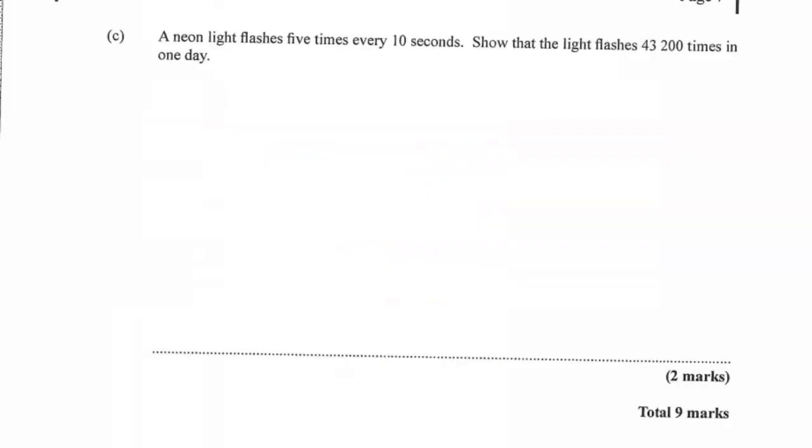A neon light flashes 5 times every 10 seconds. Show that the light flashes 43,200 times in one day. Well, let's work out how many seconds are in a day. So we know one day has 24 hours. We know 24 hours has how many minutes? We multiply 24 by 60. 24 times 60. So 24 hours have 1,440 minutes.